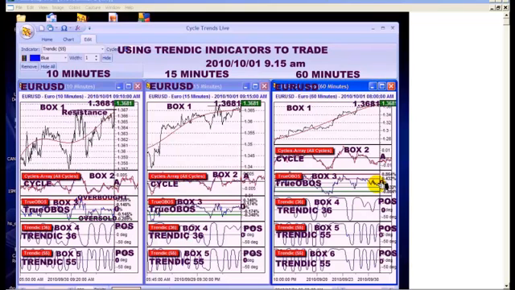So in conclusion, based on the fact that the trending indicators are in the positive zone, that the immediate trend is all upwards in all three periods, and the cycles and the true OBOS indicators are confirming, the trader's decision now is to go long on the euro dollar at 1.3681.